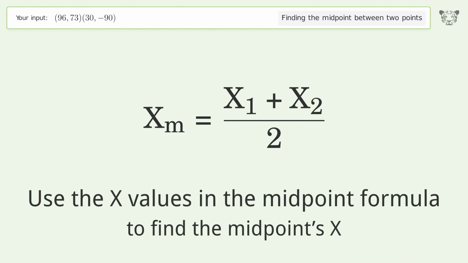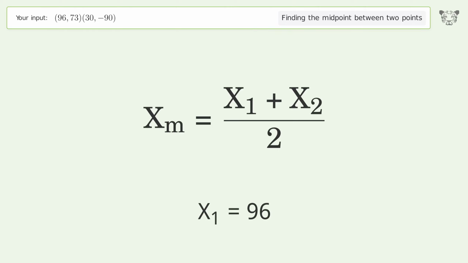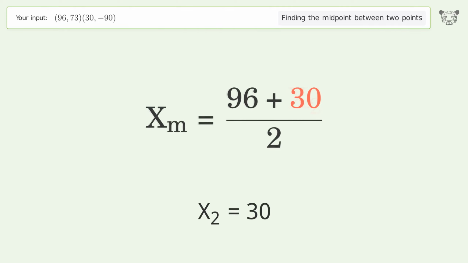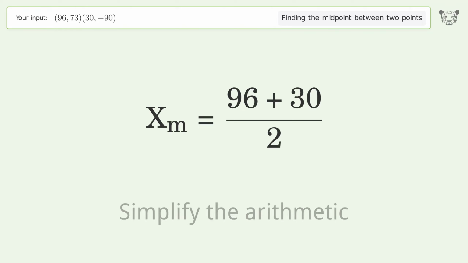Use the x values in the midpoint formula to find the midpoints x. x1 equals 96. x2 equals 30. Simplify the arithmetic.